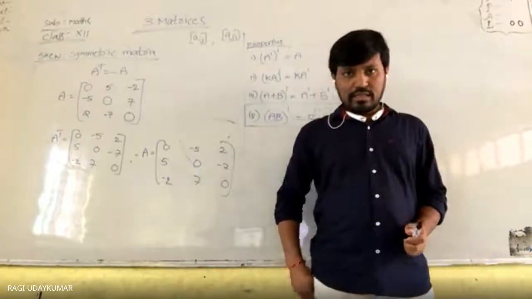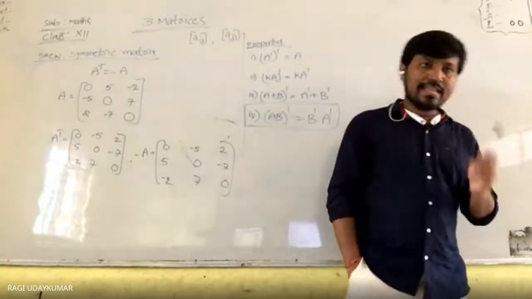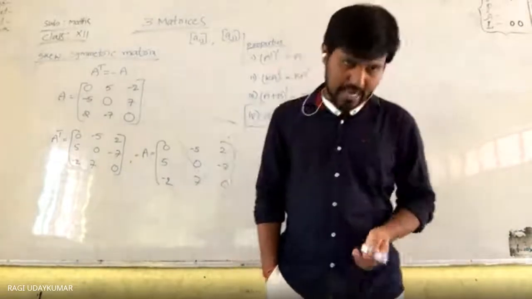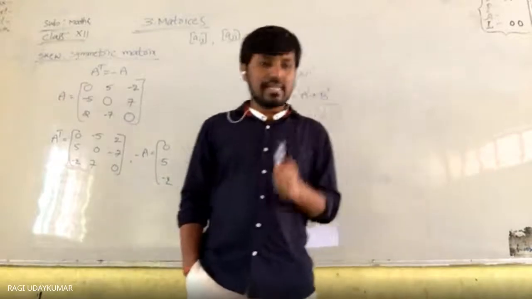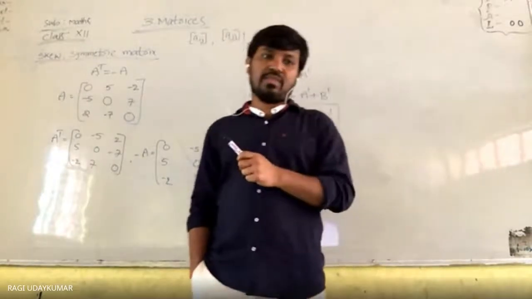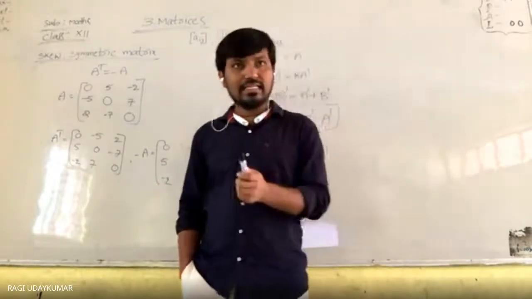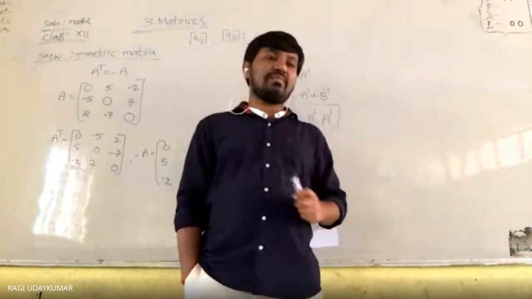Okay? A symmetric matrix is nothing but A transpose is equal to A. A skew symmetric matrix is nothing but A transpose is equal to minus A. If A transpose is equal to minus A, then it is called a skew symmetric matrix. Clear?